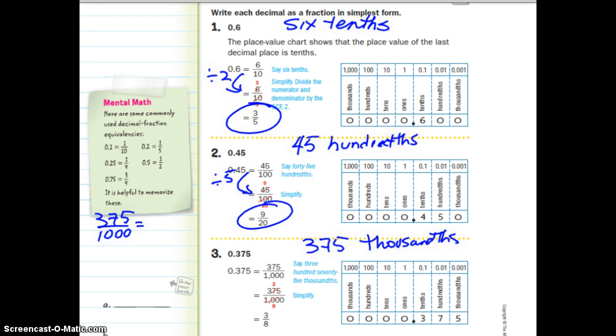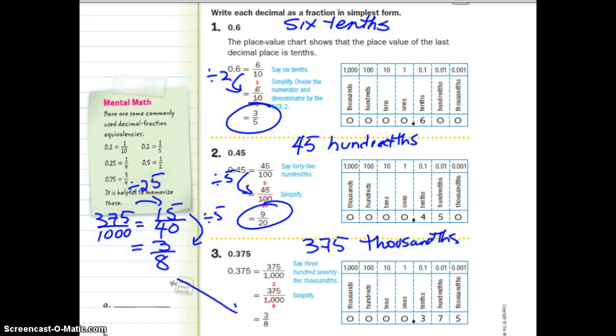So I know 375 divided by 25 is 15, and 1,000 divided by 25 is 40, so that gets me to 15 over 40, so that's an intermediate step. Then I can look at that and I say, okay, so then I can divide that by 5 again. So now I divided this by 25, and I divided this by 5, so that makes 3/8.